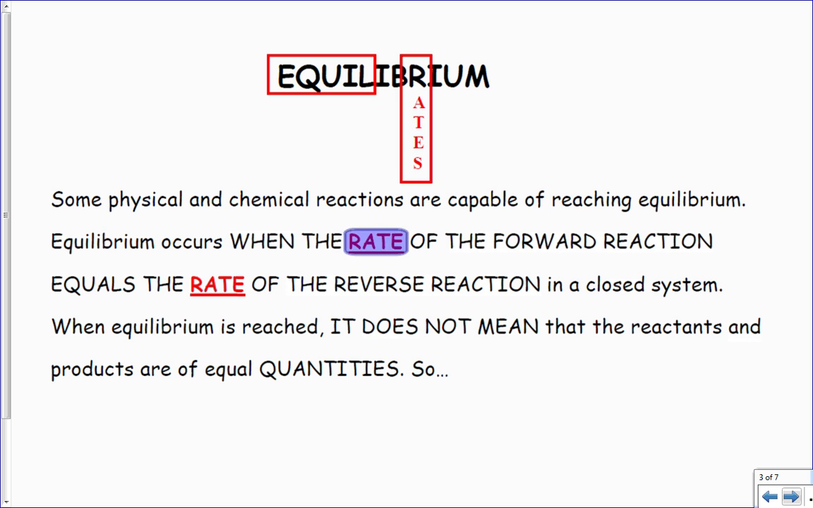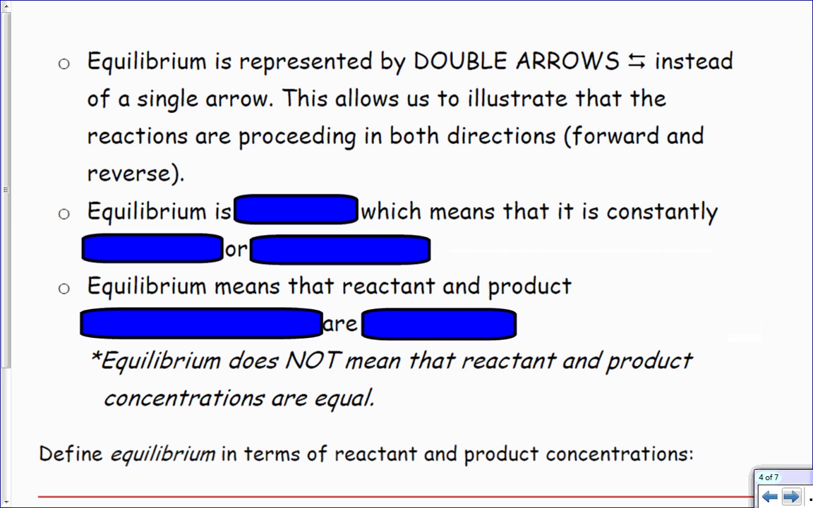Why is it not clicking? When the rate of the forward reaction equals the rate of the reverse reaction in a closed system, then I can have what's called equilibrium. Okay, and it is the rate that is important.